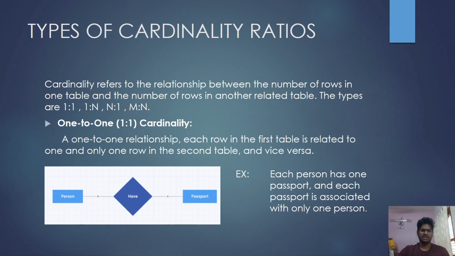One-to-one cardinality. A one-to-one relationship is where each row in the first table is related to one and only one row in the second table and vice versa. Example, in this there are two entities, which are the person entity and the passport entity. In this, each person has one passport and each passport is associated with only one person.